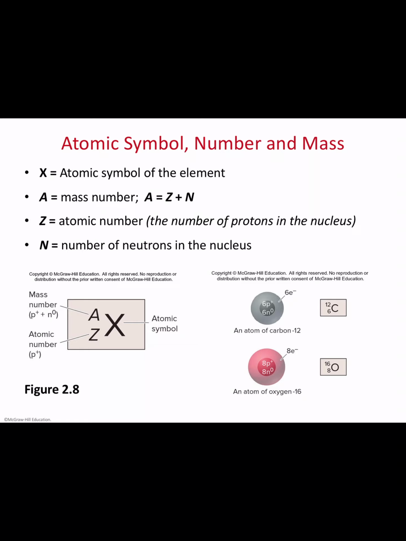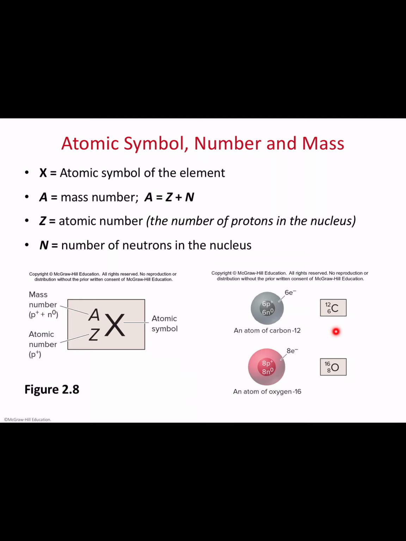Atomic symbol, number and the mass. Now if X is the atomic symbol of the element, on the top left would be the mass number. Normally the mass number is given by the sum of the number of protons and the number of neutrons. And Z is going to be the atomic number, which is the number of protons in the nucleus, and N is going to be the number of neutrons in the nucleus. Okay, so A, the mass number, is given by Z plus N. Z is the number of protons, N is the number of neutrons.